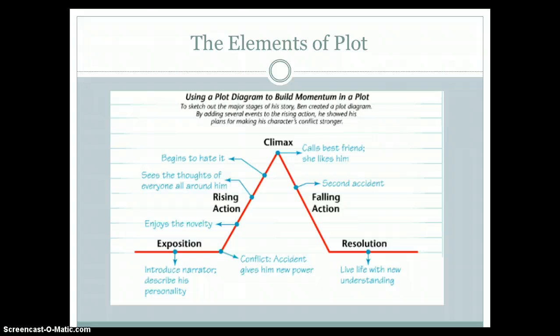This is a student example, where the student created the plot diagram. This is one of the types of diagrams I said that you could use for your planning. He added several elements to the rising action. He showed his plans for making the conflict stronger, and he shows what he's going to do as his climax and how he's going to end his story.